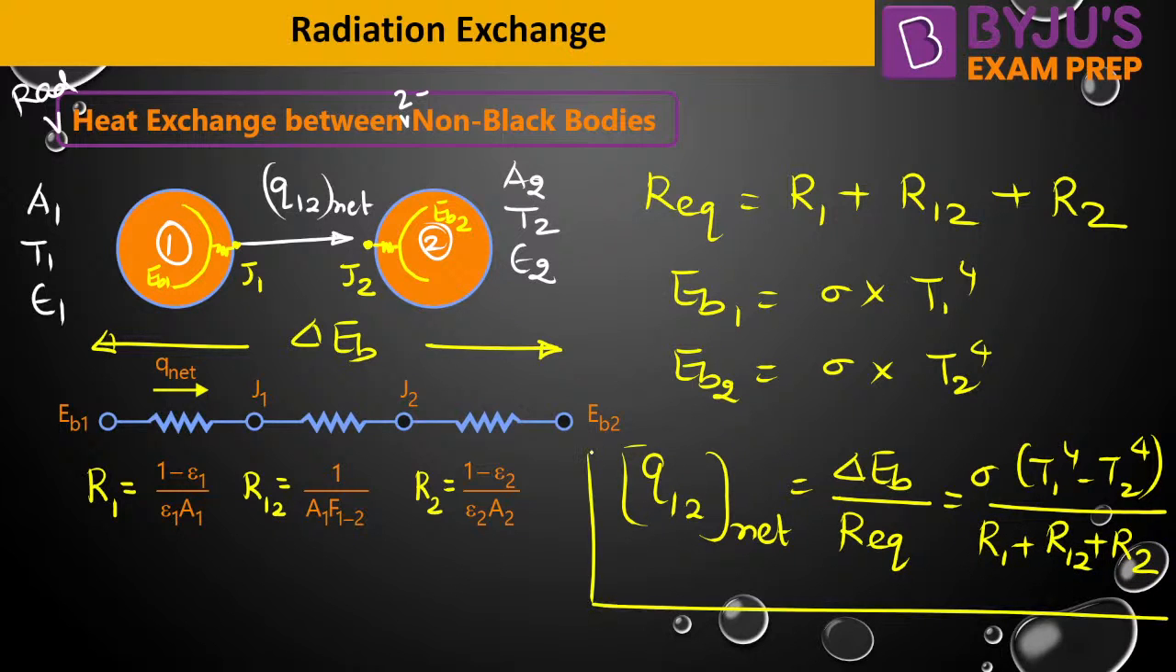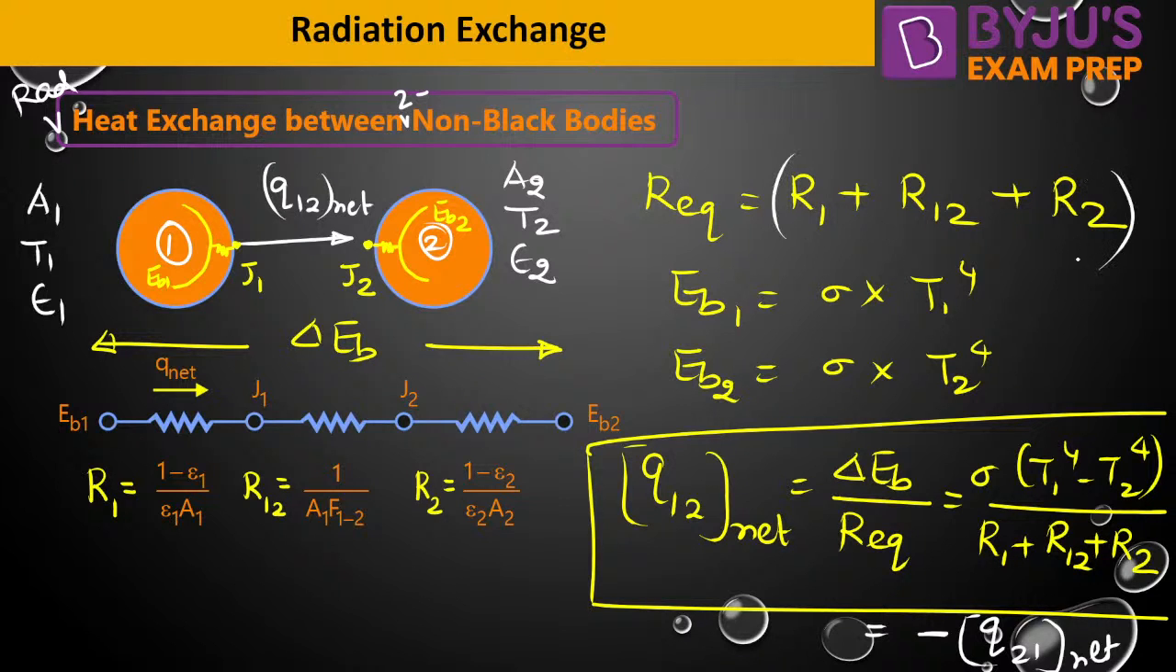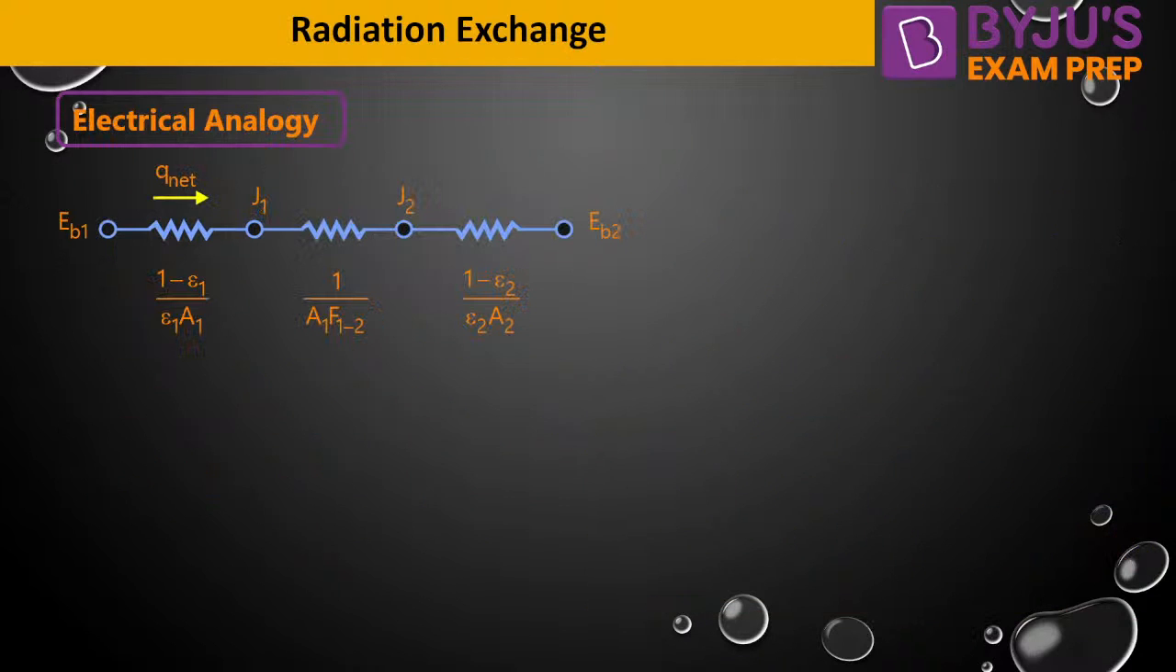This is how we can find out the net radiation, or that can be written as minus Q2-1 net, isn't it? Because for Q2-1 it will be EB2 minus EB1 upon the equivalent thermal resistance. Is this clear? Is this all fine?